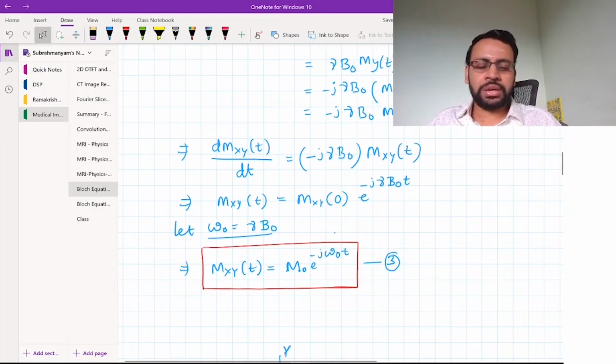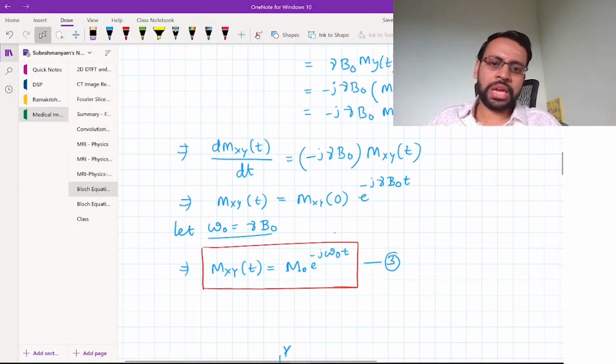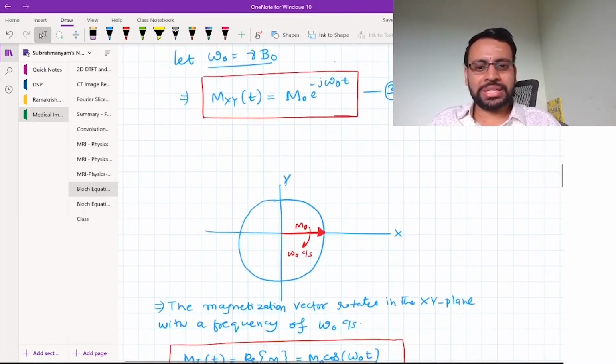This is a very typical differential equation for which the solution would be Mxy of t equal to Mxy value at t equal to 0 times e to the power of minus j times gamma into B naught into t. So you could see here, when you are taking a derivative of this Mxy of t, that's where you would be getting this multiplication factor, and this initial value is Mxy of 0 here, right? So that's exactly what we have seen in our intuitive expressions when we wrote them intuitively.